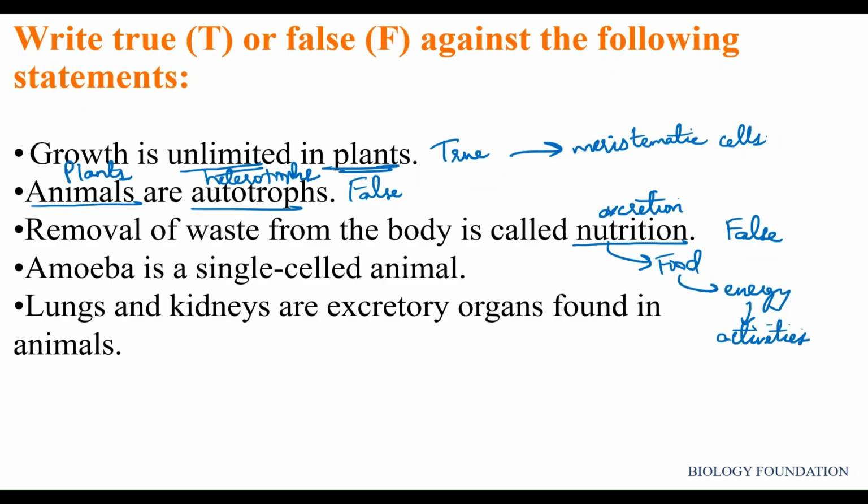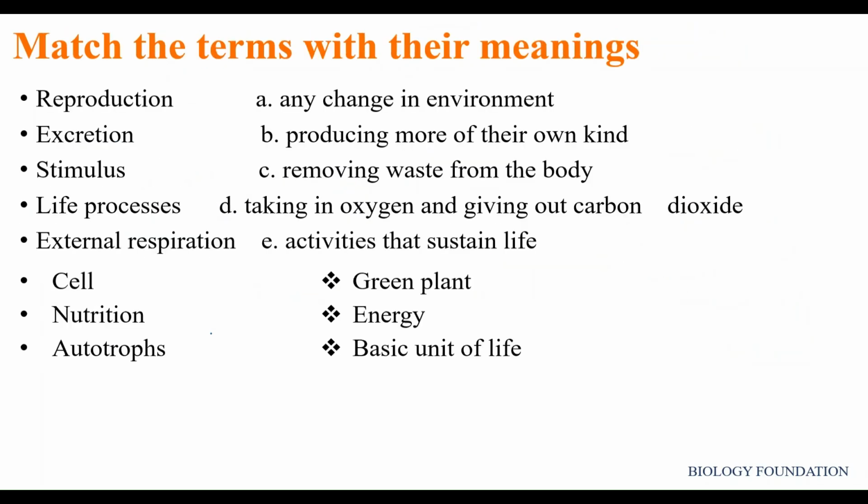Okay, amoeba is a single cell organism. True. Sorry. Yes, it is a unicellular organism. Lungs, kidneys are excretory organs in animals. True. Right? Okay. Okay, the last bit. Match the terms with their meanings.